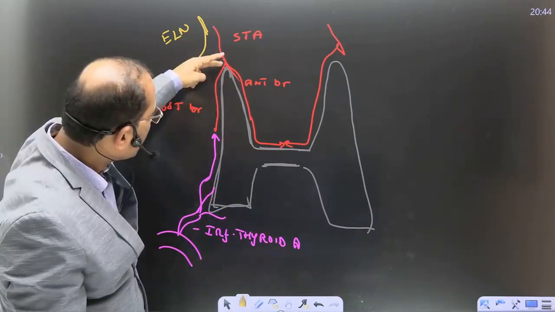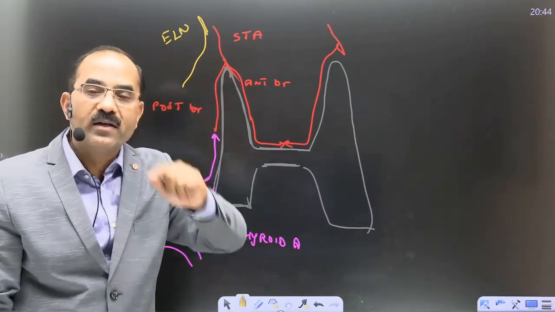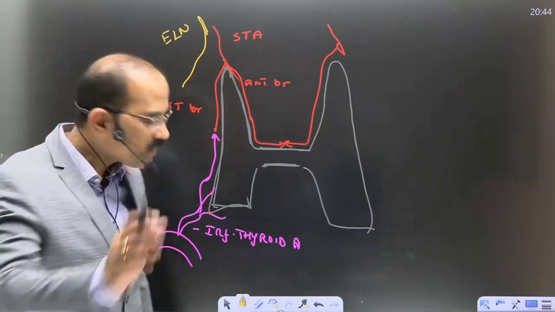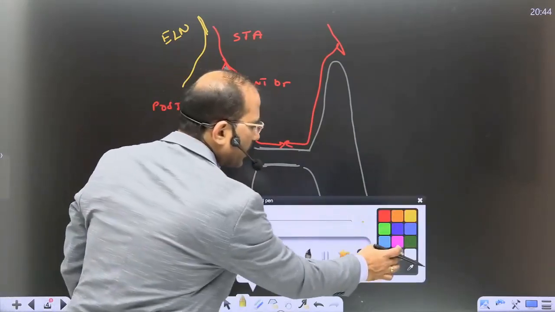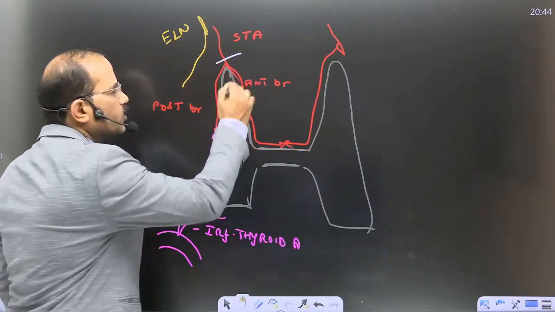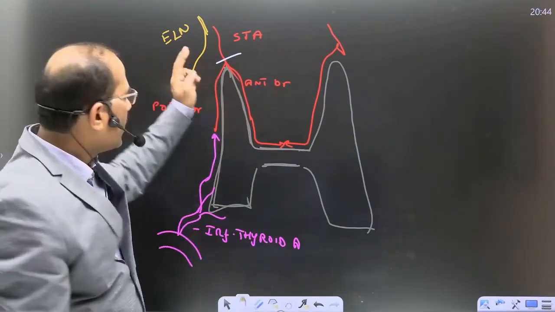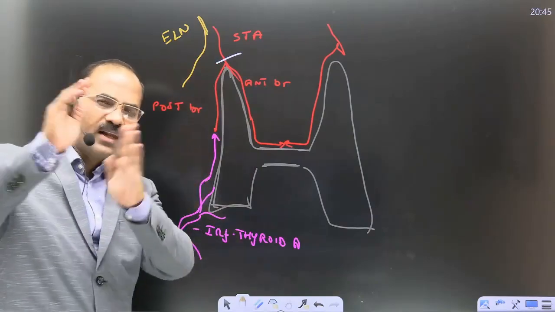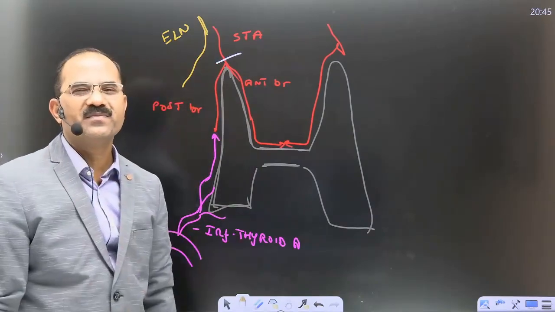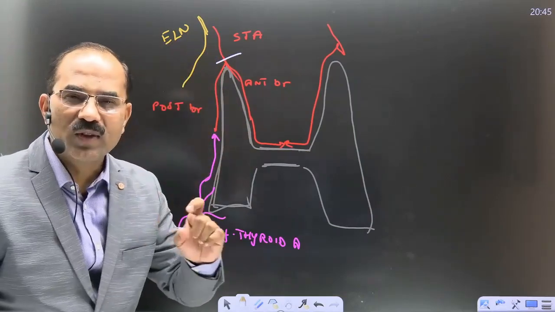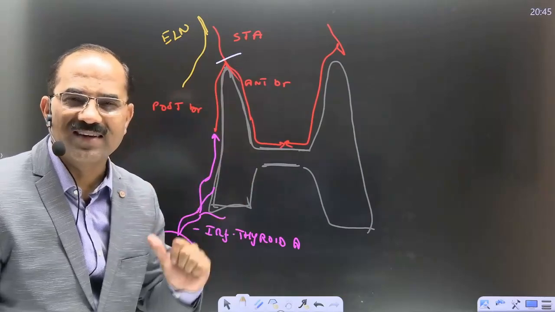So where do we cut the superior thyroid artery? We cut it as close to the gland as possible. Clear? So the superior thyroid artery is ligated as close to the gland as possible to prevent injury to the external laryngeal nerve, because the nerve is getting away. Clear? And what does the external laryngeal nerve supply? Cricothyroid. I've told this in the lecture of larynx.